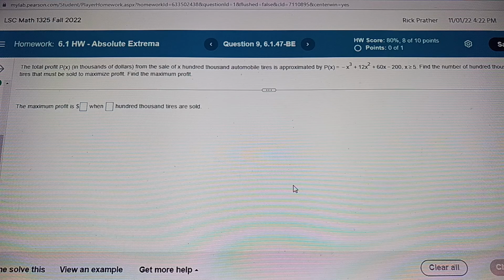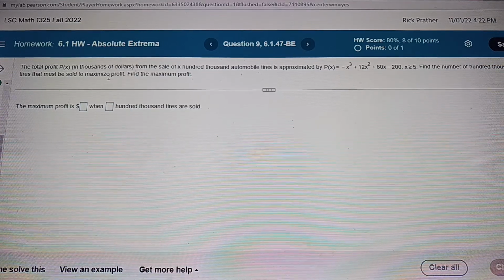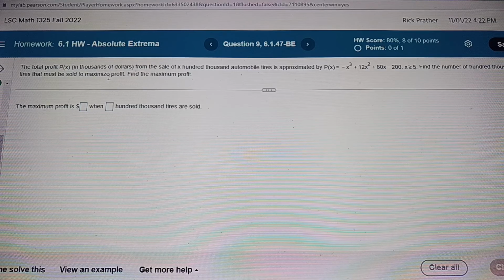Okay, so now here's a business problem. Total profit, P of x in thousands of dollars from the sale of x 100,000 automobile tires is approximated by this profit function. It is a polynomial, and x has to be greater than or equal to 5. Find the number of hundreds of thousands of tires, in other words, find x, that must be sold to maximize your profit, and then find the maximum profit. So the number of tires sold to maximize profit, that's the location or the x value of the absolute maximum. And then the maximum profit itself, that's the y value of it, the value that we normally look for.